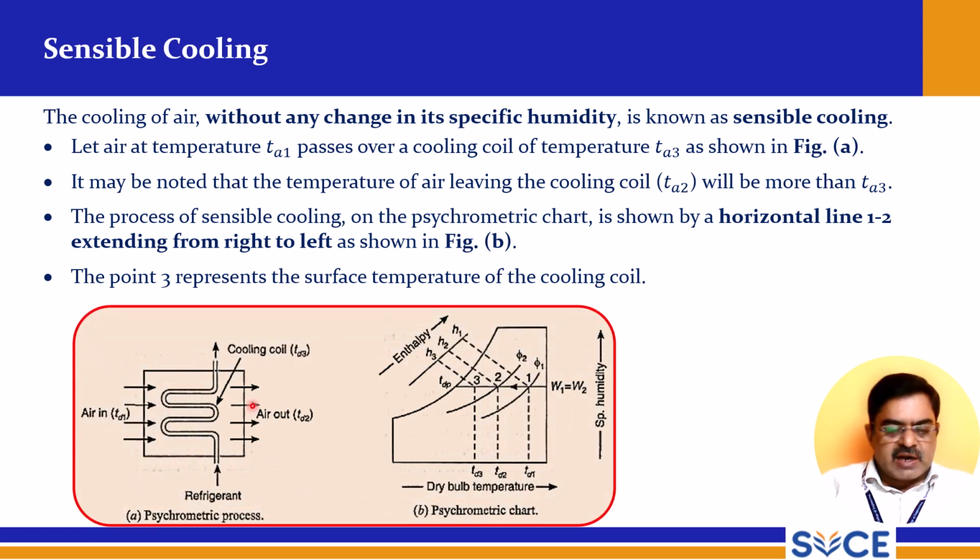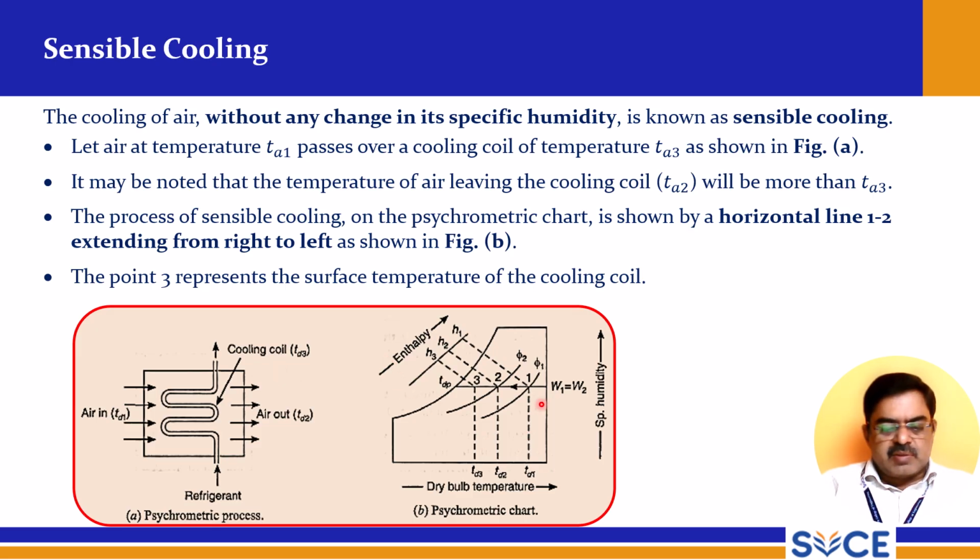So this is the cooling coil. TA3 is lesser than TA2, and this is the air in and air out. Air in is at TA1, air out is at TA2. So this is the refrigerant going inside the coil, and it is obviously a cooling coil now. Because refrigerant is circulated here, it becomes a cooling coil instead of a heating coil as in the earlier case.